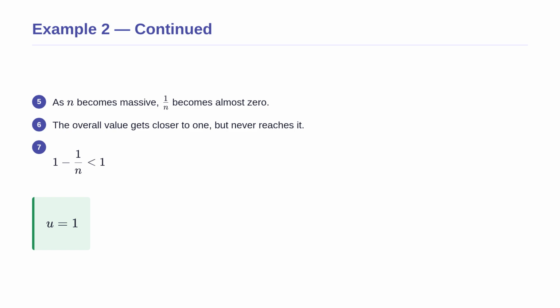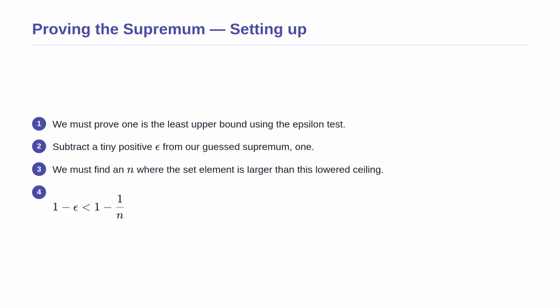We have established that 1 is an upper bound, but to rigorously prove it is the supremum, we must use our epsilon test. We start by assuming 1 is the tightest ceiling, and then we subtract a tiny positive number, epsilon, from it. According to our golden rule, if 1 is truly the supremum, this lowered ceiling must fail. We set up our inequality. 1 minus epsilon must be strictly less than our sequence formula, 1 minus 1 divided by n. Our goal now is to see if such an integer n actually exists to satisfy this condition.